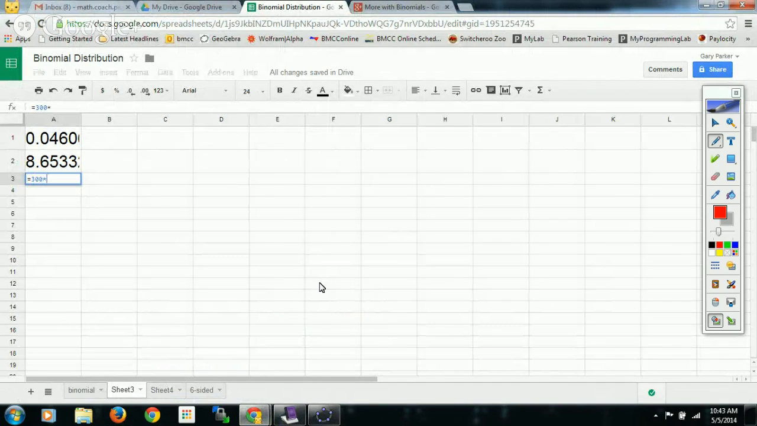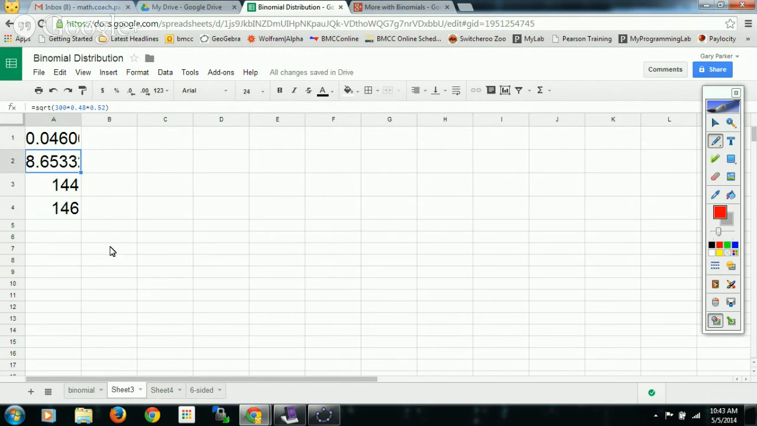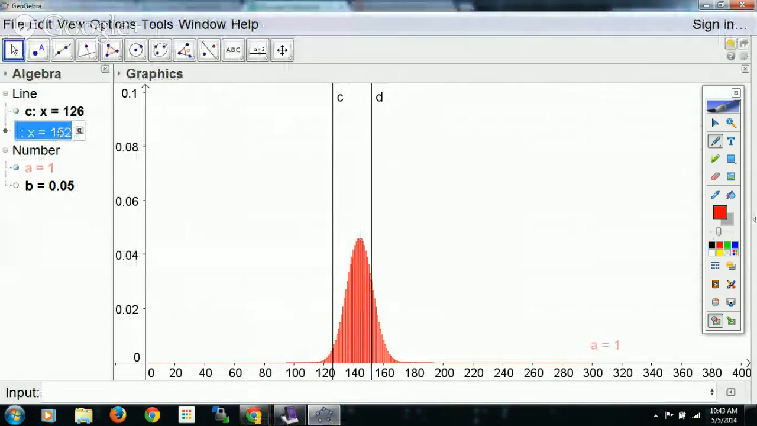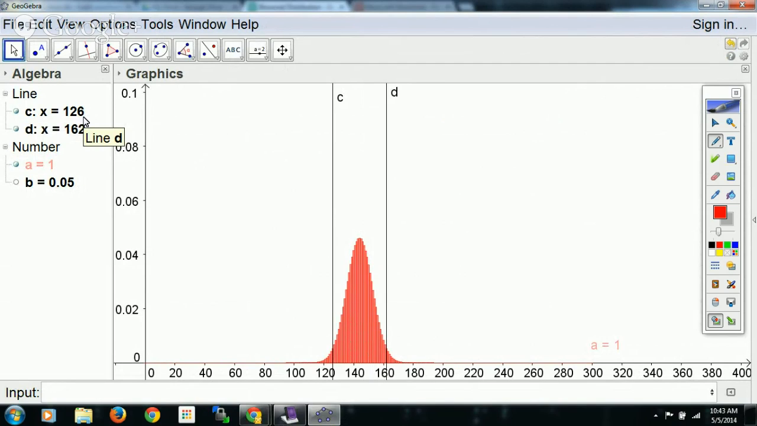We want to take 300 times 0.48, 144, and then we want to take that number plus twice the standard deviation. Something went wrong in that calculation. Plus 2 times the standard deviation. Oh, 161, I was off. That's good. It's always good to check yourself. So we're going to move this guy to 162. Oops. That looks more like it.